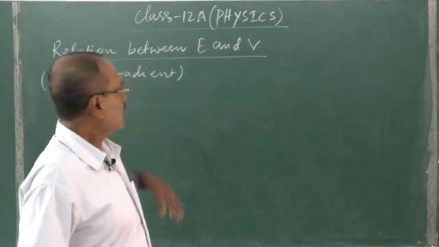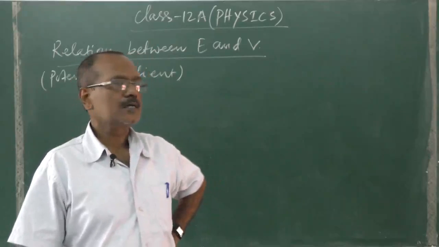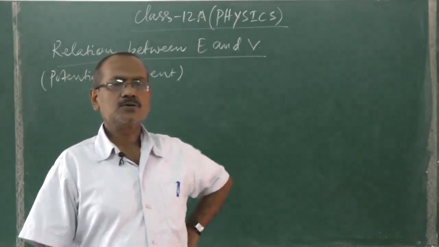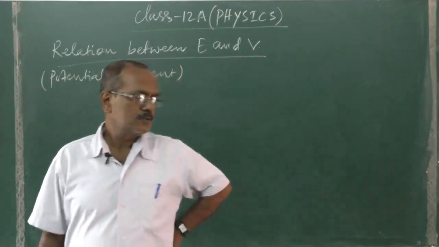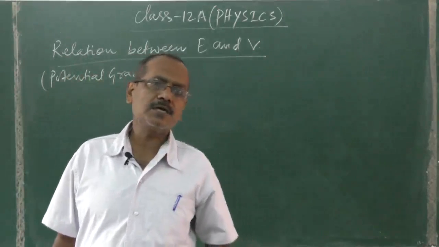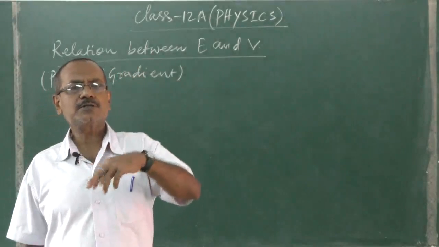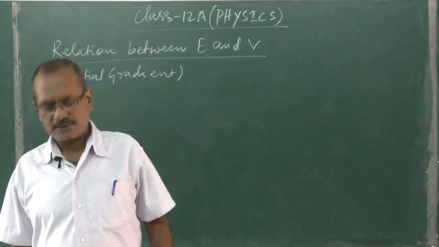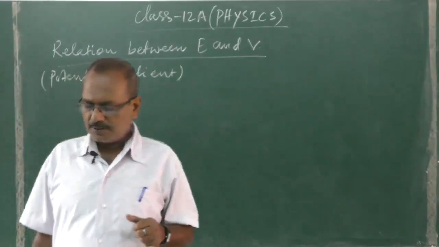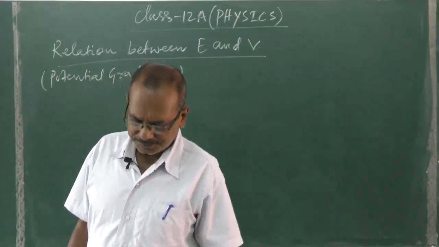Now we are starting with the relation between potential difference or potential and electric intensity, also to show that the electric intensity is negative potential gradient. Potential gradient is change in potential with the change in distance. That is, rate of change of potential with distance is known as potential gradient.